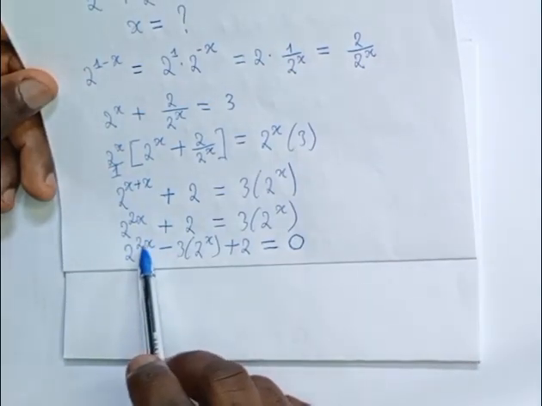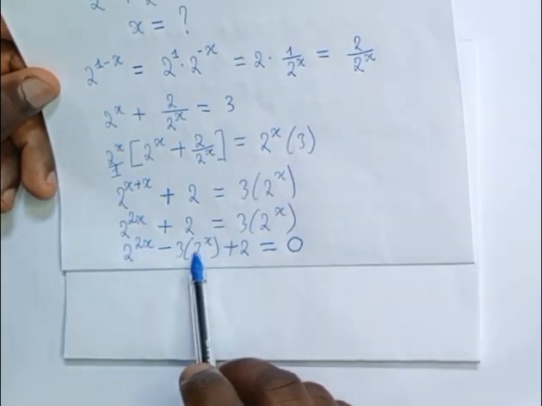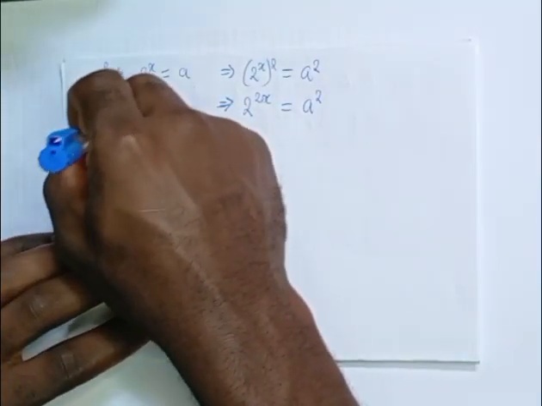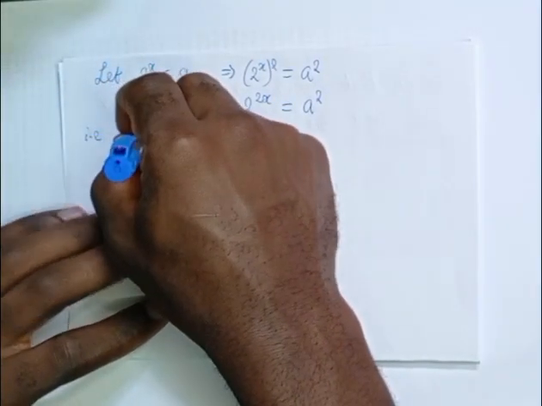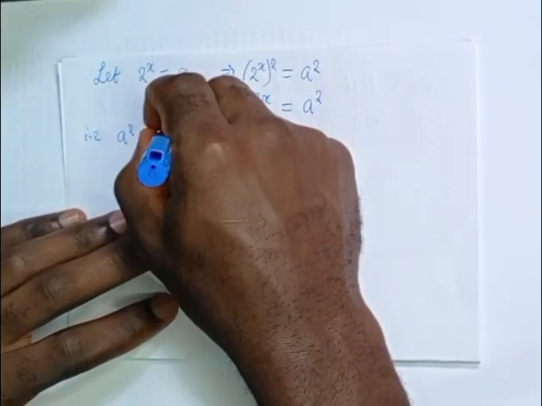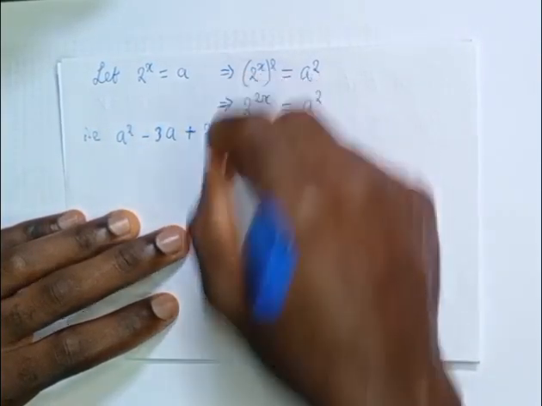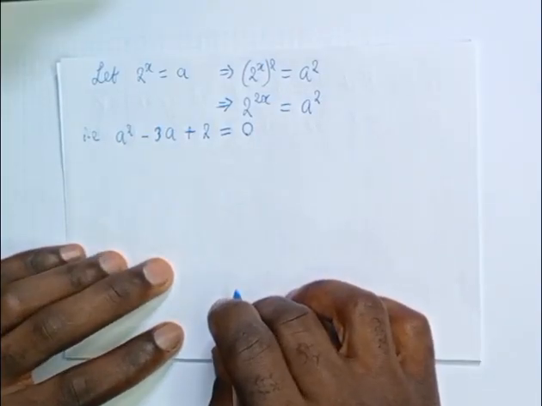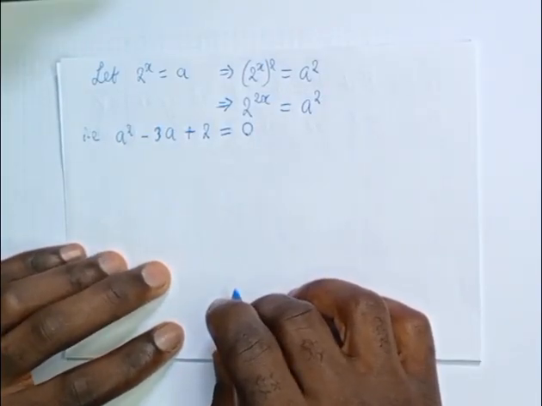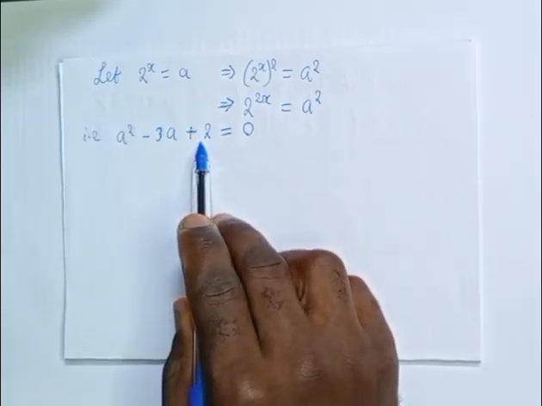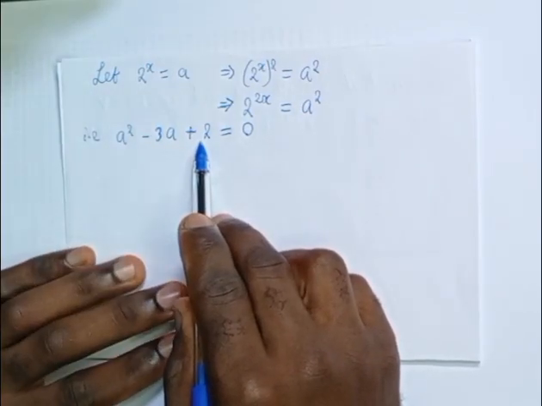In the quadratic equation, we are going to replace 2 raised to the power 2x with a squared. We are going to replace 2 raised to the power x with a. This will give us a squared minus 3 times a plus 2 is equal to 0, which is a quadratic equation. This quadratic equation can be solved by the method of factorization.